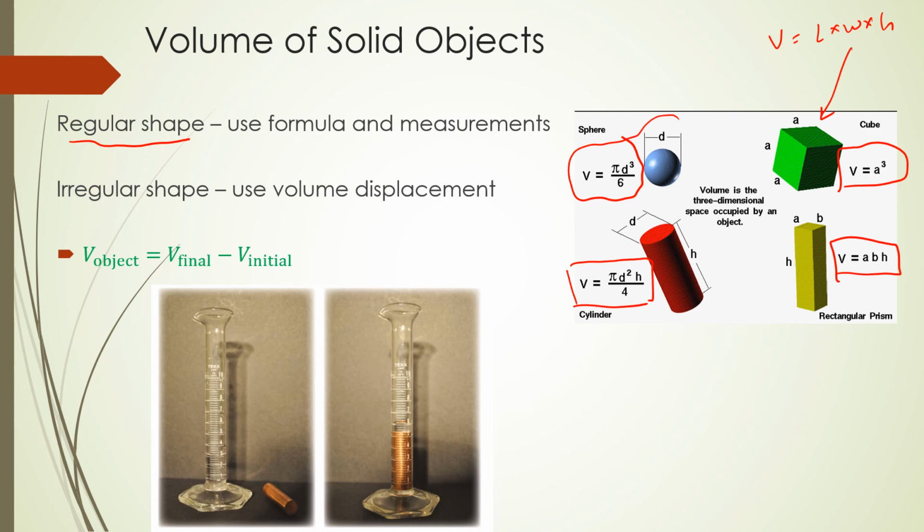So these objects have a regular shape. What if you want to measure an object which has an irregular shape, maybe a rock, and that's the shape of a rock? How would you measure this volume? We cannot use geometry to measure the volume. In that case, we use the method called volume displacement method. So what is volume displacement method? This method, I believe, was invented by the Greek philosopher Archimedes.